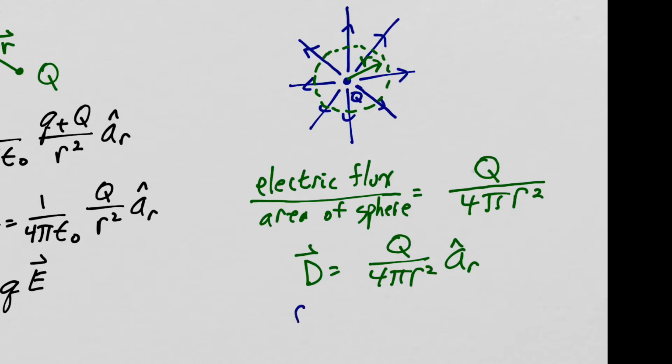So for any closed surface, if we integrate the electric flux density field over that surface, it's going to be equal to the charge enclosed.